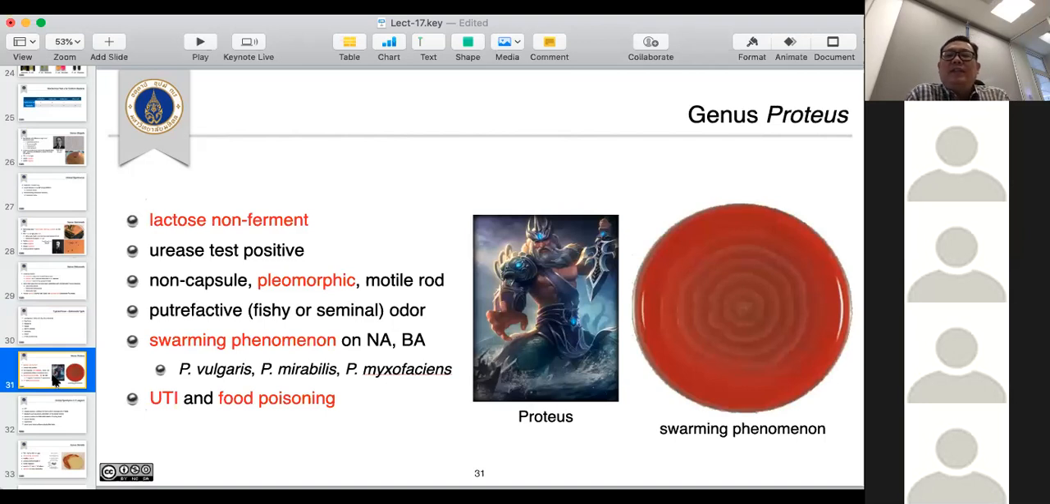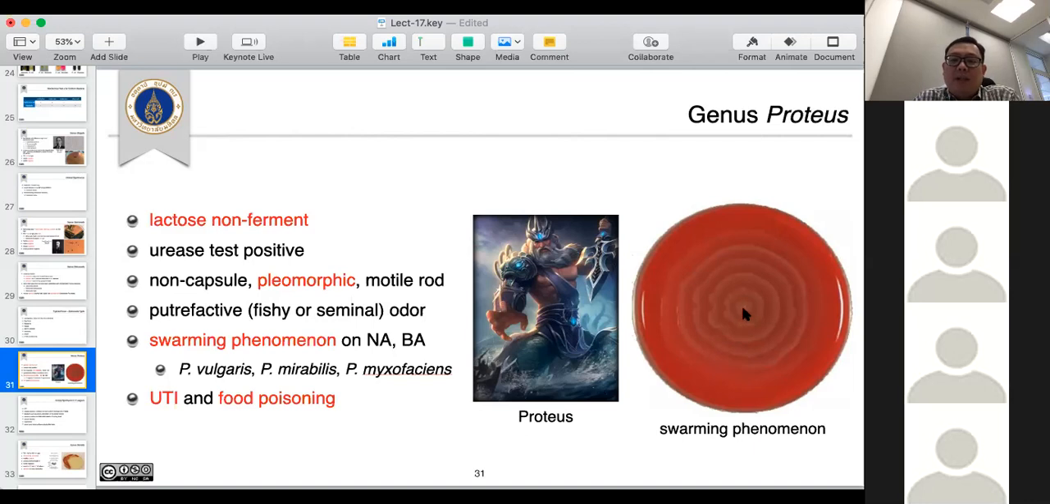Next genus is Proteus. Proteus is named from the Greek god, the sea god Poseidon's shape-shifting attendant, right? That's genus Proteus because the bacteria under Gram stain are pleomorphic. Pleomorphic means many shapes, the same as Proteus who can transform himself into many animals. So that's pleomorphic. They basically move by swarming.